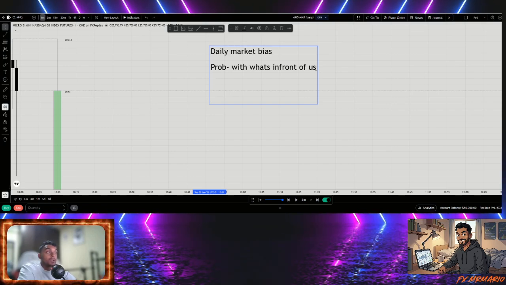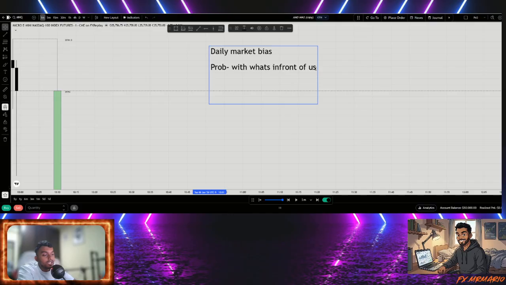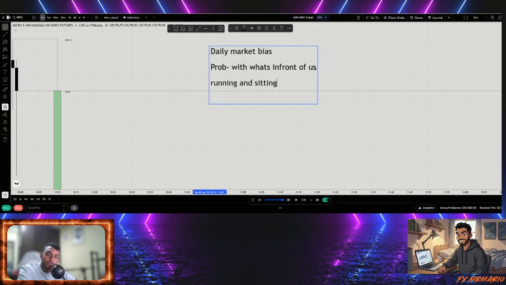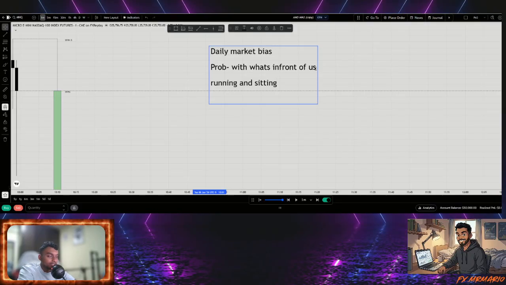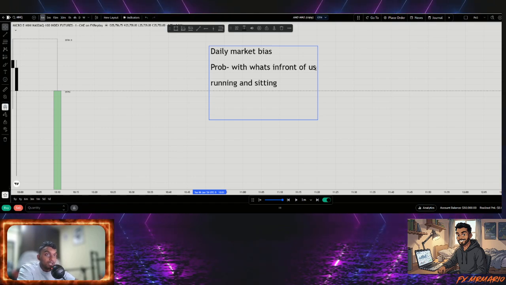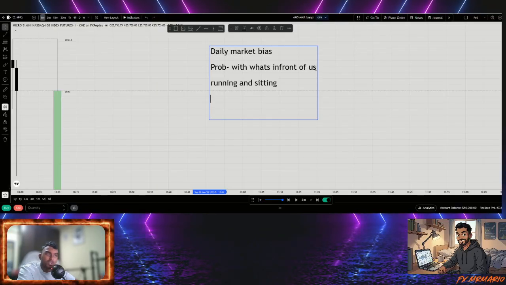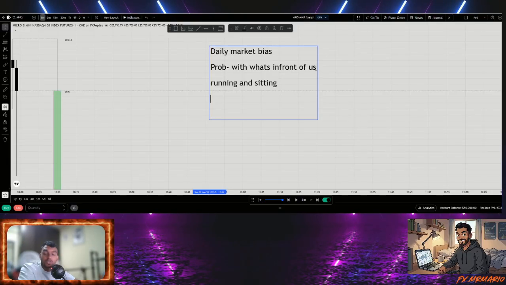Cool. So we are done with probabilities. Now we're going to learn two different things, running and sitting. I'll go more in depth into running and sitting later, but just remember this term: running and sitting. And last but not least, we are going to find out where the market is going to go and how we are going to look into the market, especially if you're scalping or if you're a day trader who trades on the 5 minute, 15 minute, 1 minute. Then this is going to be helpful to you.